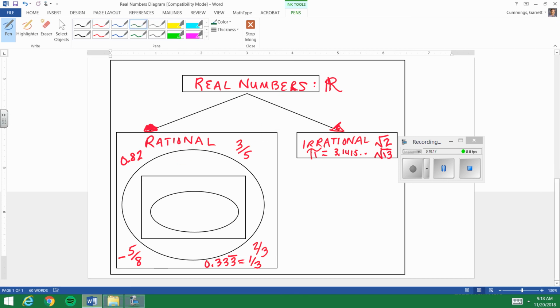Let's move into the next number category, which would be integers. Integers are rational as well. If you notice, the integer oval is inside the rational number box. So integers include any positive or negative numbers without fraction or decimal parts. Without fraction or decimal parts. So for example, -5, -8, -16. Those would all be examples of integers.